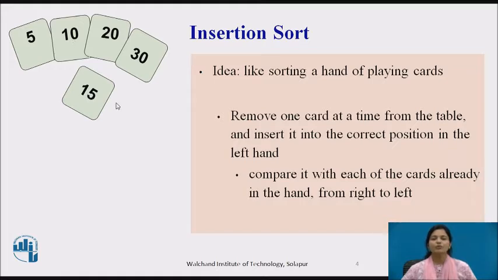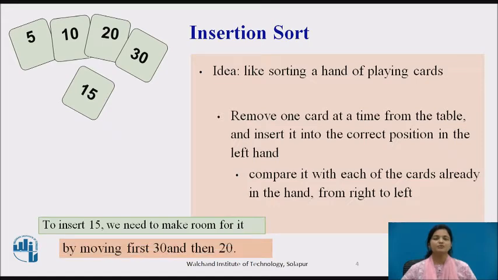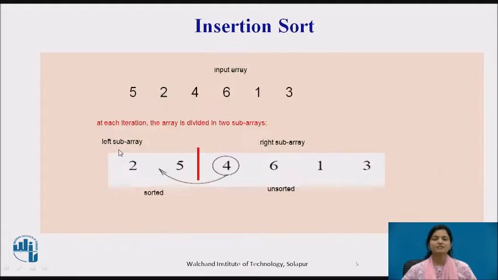To insert this 15 we need to make room for it. To decide where to insert, we compare it with each card and then make the insertion. So for that we have to move 30 and then 20, while 5 and 10 are already there. So our card can be inserted here. This is the way we do insertion sort.